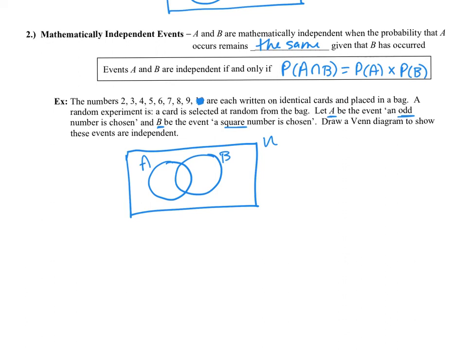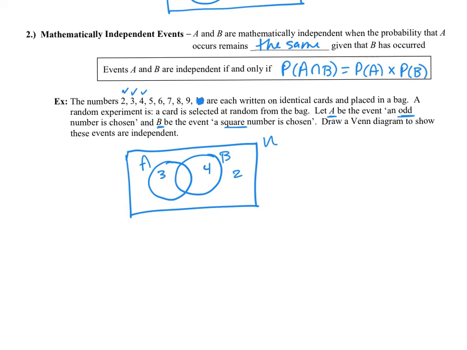The number 2 is neither odd nor a square, so I'm going to put 2 outside of the 2 circles. 3 is odd, but not a square, so it's going to go in circle A. 4 is a perfect square, but it's not odd, so it's going to go inside of B and outside of A. So we have 2, 3, 4 placed.